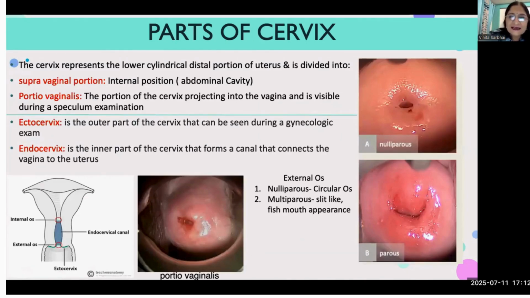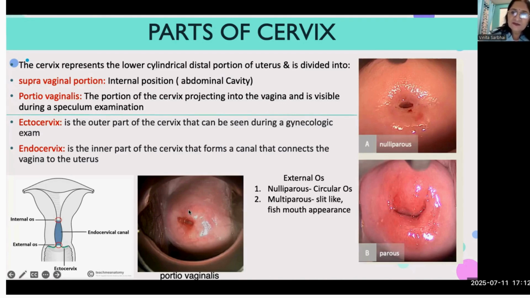So what exactly do we mean when we talk of these terminologies as supravaginal portion? Any part of the cervix which is visible at the per speculum examination is known as portio vaginalis, while the internal part which is in the abdominal cavity is known as the supravaginal portion of the cervix. When we say ectocervix, ectocervix is only the part which is overlying the portio vaginalis.